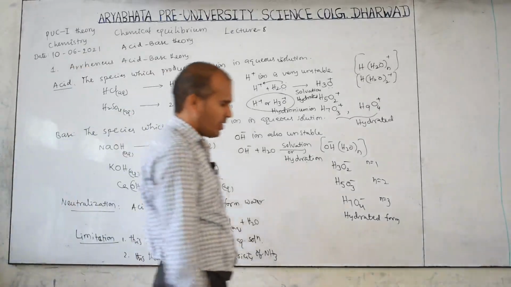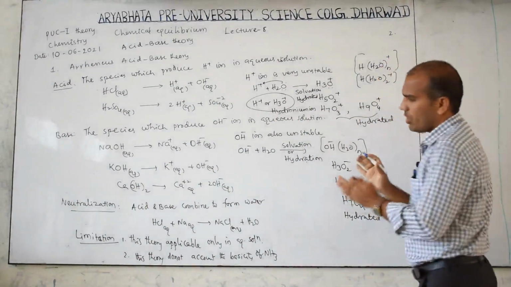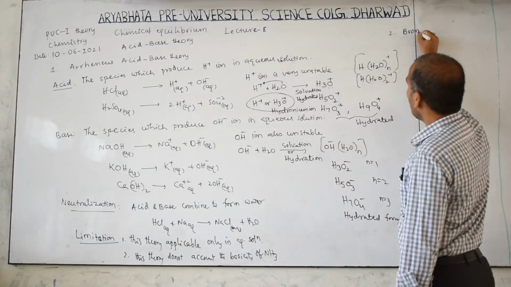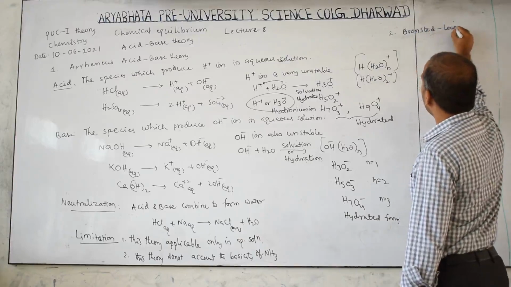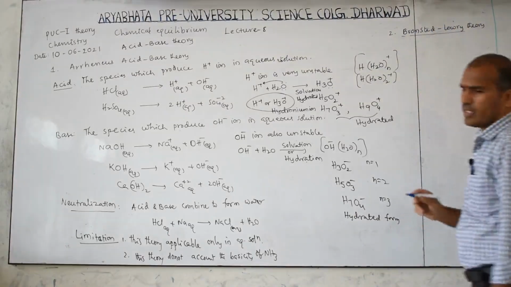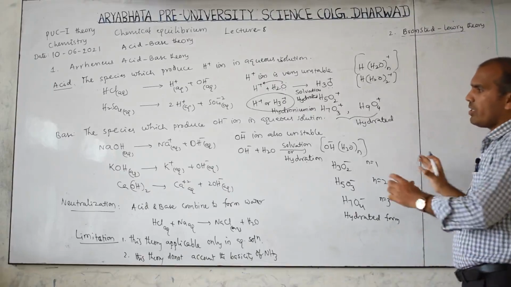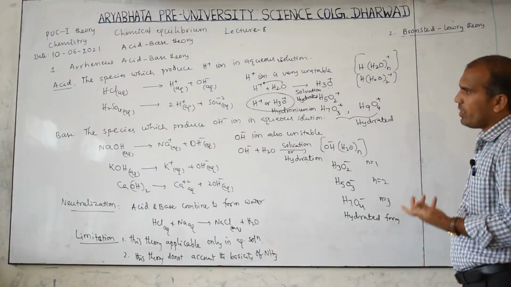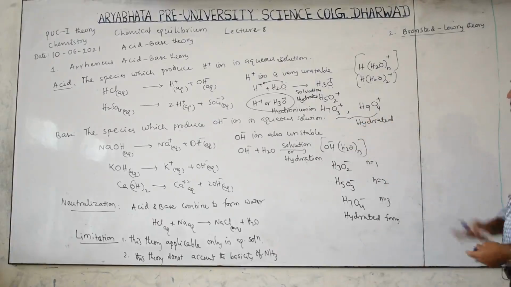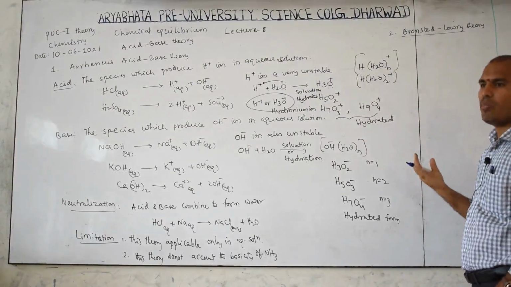So the next theory is the Bronsted-Lowry theory. When one limitation is there, we have to go for the next theory. This second theory explains a variety of species; the acid-base concept is explained by this theory. So this theory is applicable to many compounds and explains their acidic and basic nature.